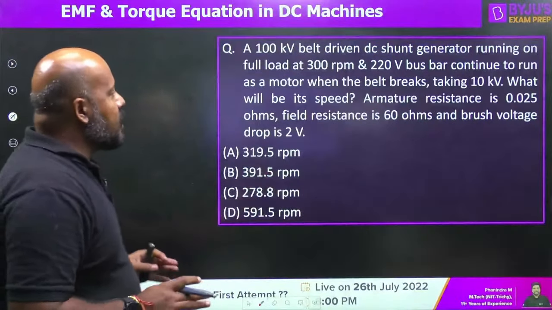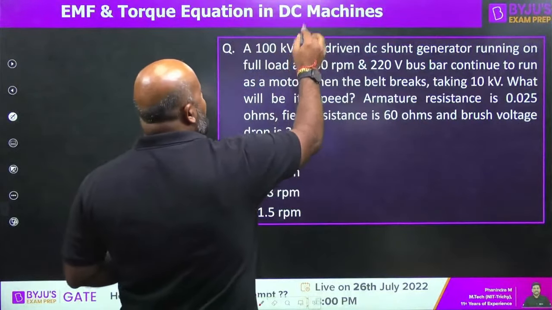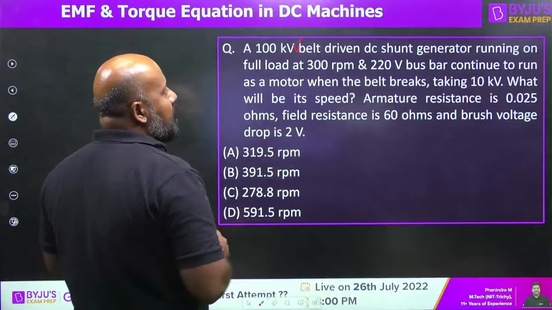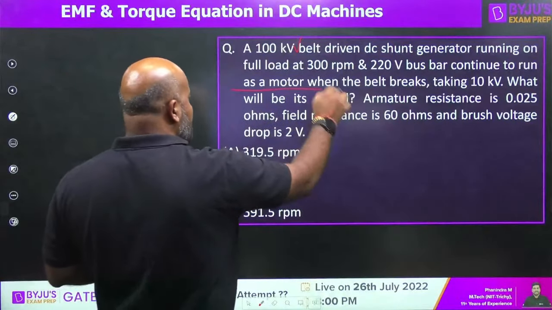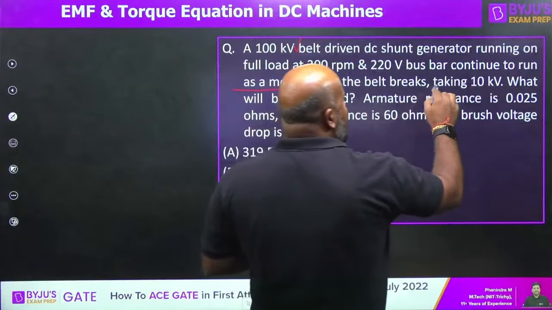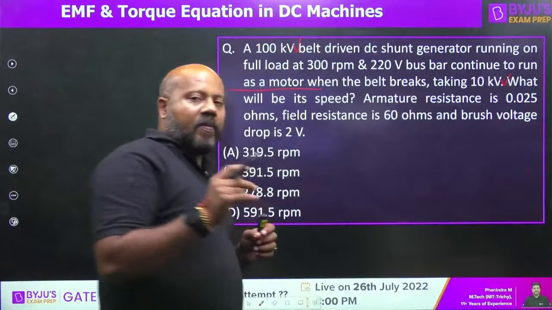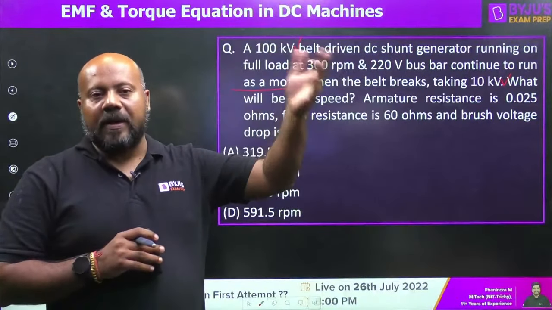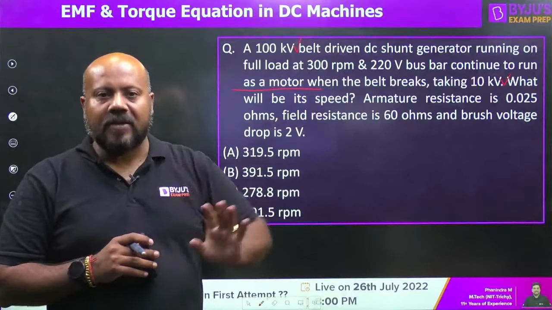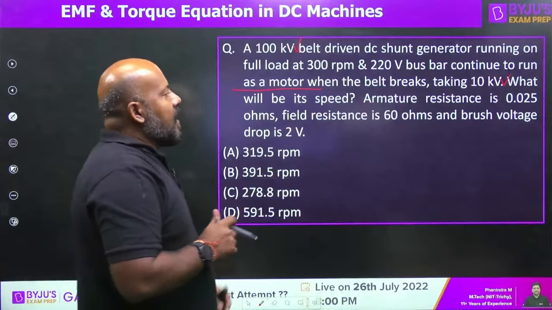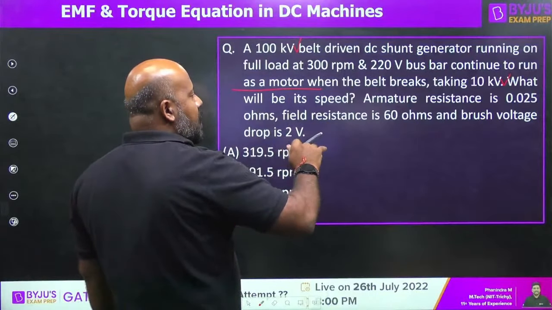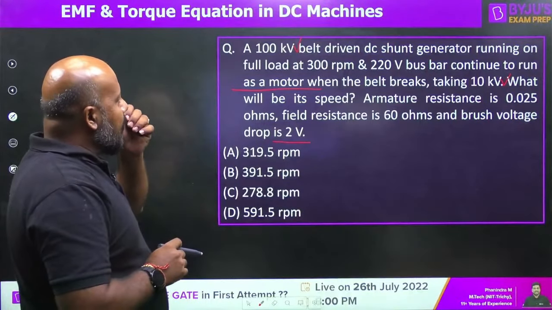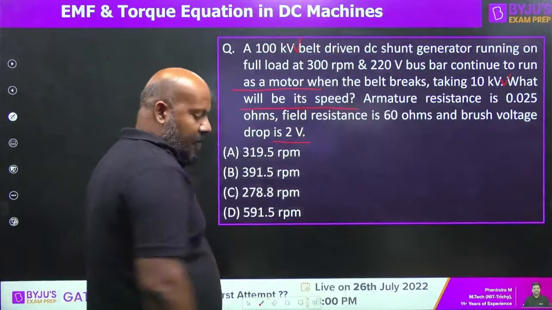What is the whole idea of this problem? Now he is saying there is a 100 kilowatt belt driven DC shunt generator running on full load at 300 rpm, 220 volts bus bar, continue to run as a motor when the belt breaks, taking 10 kilowatt. Whenever the power rating is mentioned, try to understand he is trying to give you the information of current, either supplied or taken. Yes or no? Supplied or taken. Armature resistance is also mentioned, field resistance is mentioned, brush voltage drop we also have to take into account. Now what he is asking: what is the speed in case of motor?